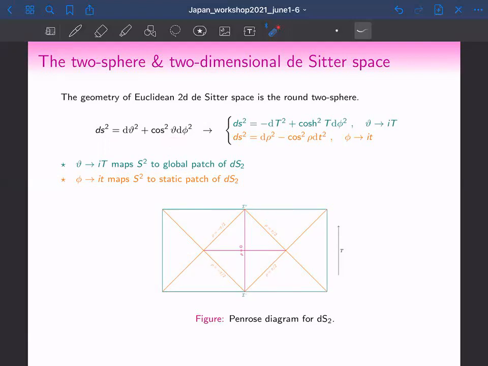And then one can perform Wick rotations. From the sphere, there are actually 2 possibilities. We can Wick rotate to get to the global patch, which is this full diamond over here, or we can Wick rotate to get to the static patch, which is just this diamond over here. So from the sphere, from Euclidean de Sitter, we can reach both the global and the static patch of de Sitter space.